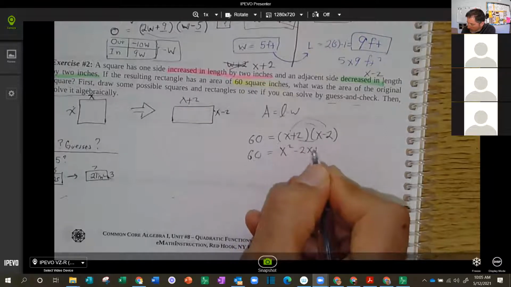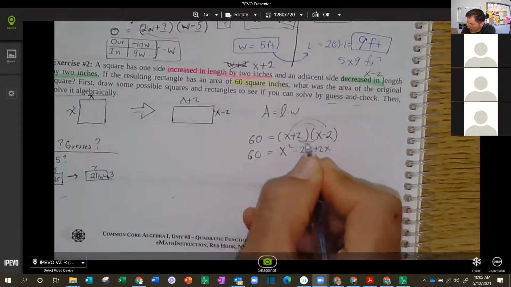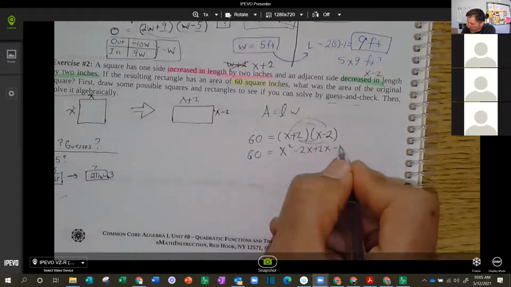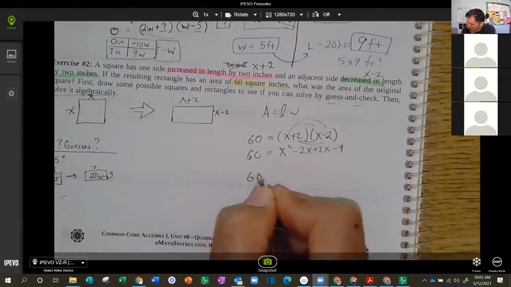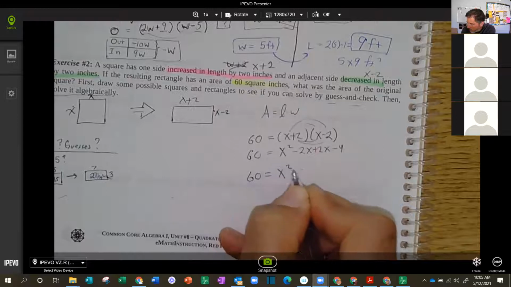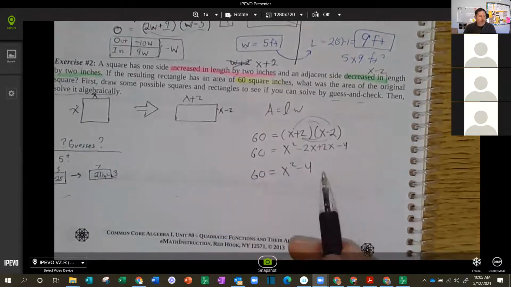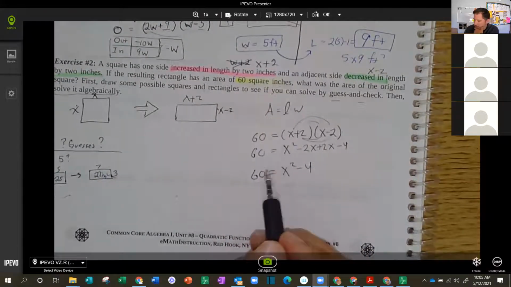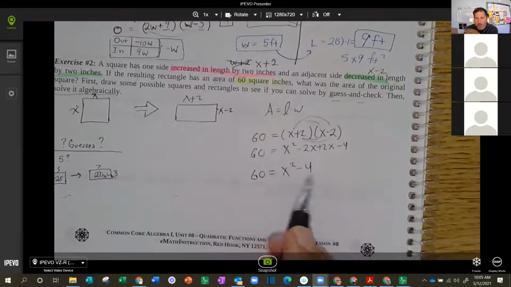2 times x is positive 2x. And 2 times negative 2 is negative 4. The middle terms cancel, and we have 60 equals x squared minus 4. Now you notice in this one, there's only one x term. So we can actually get it to be x squared equals a number. Let's do that.